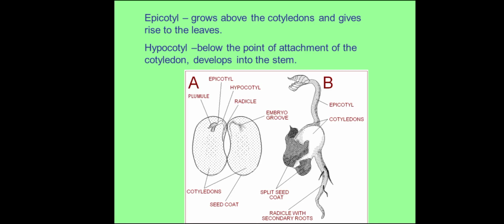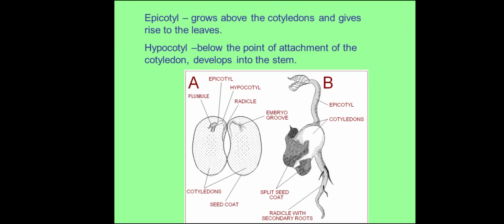Good morning, class. In the previous lesson, we learned about the conditions necessary for germination. Now, today we are going to learn about the two types of germination, that is, hypogeal germination and epigeal germination. Before understanding the two types of germination, we need to understand two very important terms, that is, epicotyle and hypocotyle.